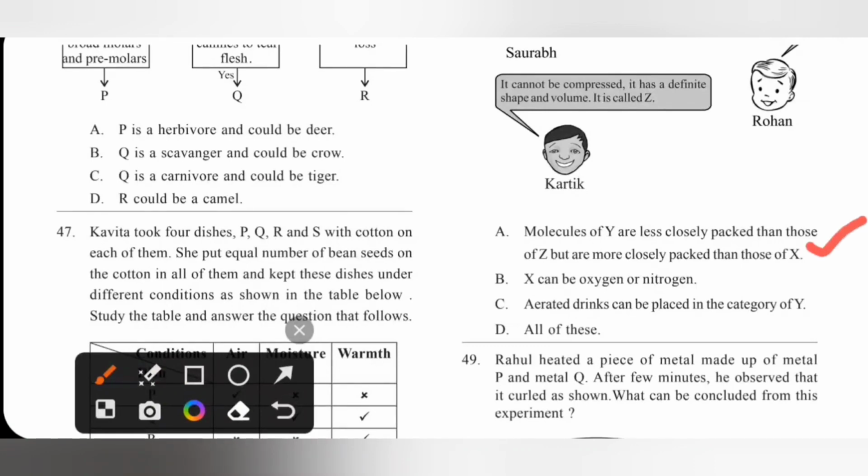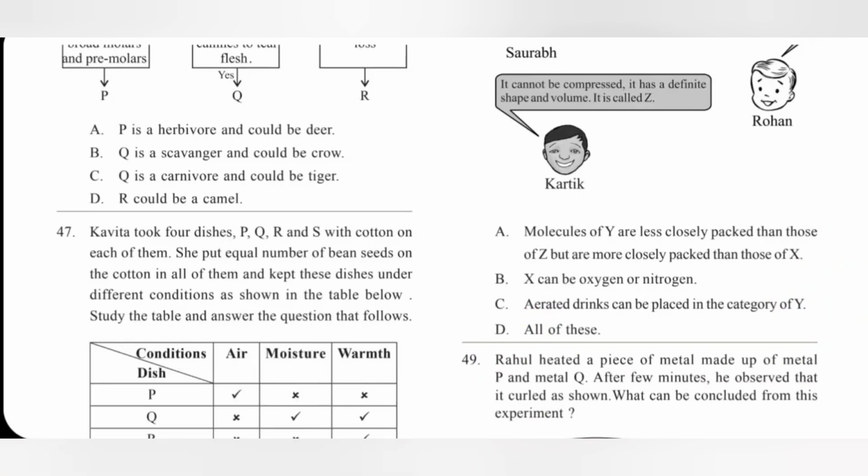Option B. X can be oxygen or nitrogen. So it is also a correct statement. Aerated drinks can be placed in the category of Y. So it is also the correct option. So option D, all of these, is the correct answer. Option D.